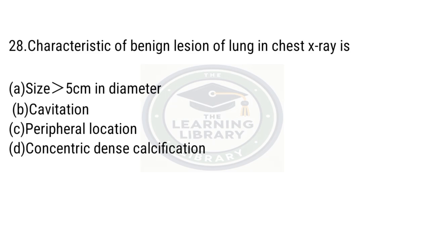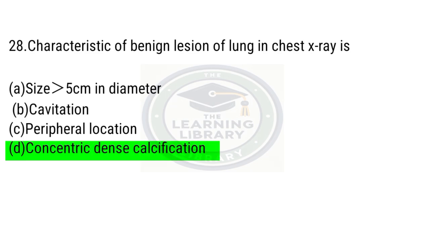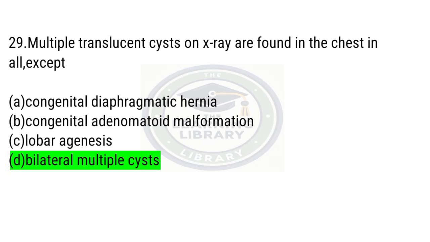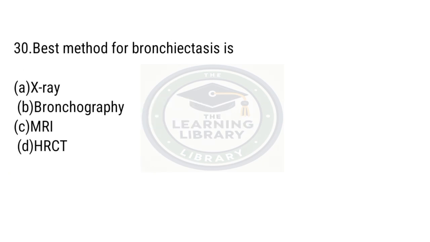Question number 28. Characteristic of benign lesion of lung in chest X-ray is. The right answer is option D, concentric dense calcification. Question number 29. Multiple translucent cysts on X-ray are found in the chest in all except. The right answer is option D, bilateral multiple cysts. Question number 30. Best method for bronchiectasis is. The right answer is option D, HRCT.